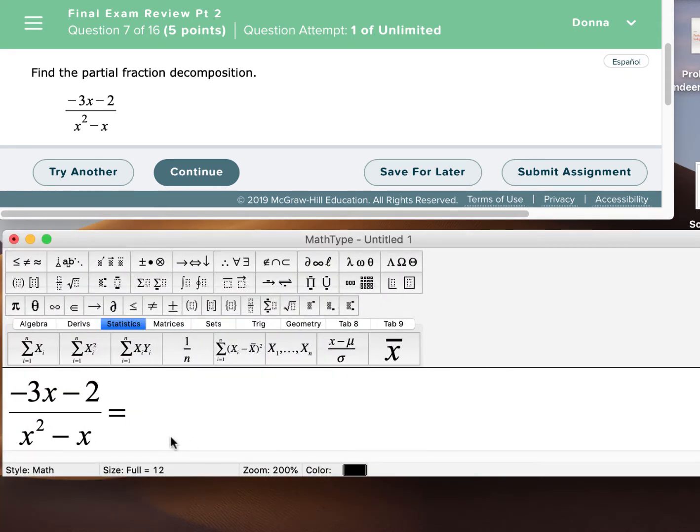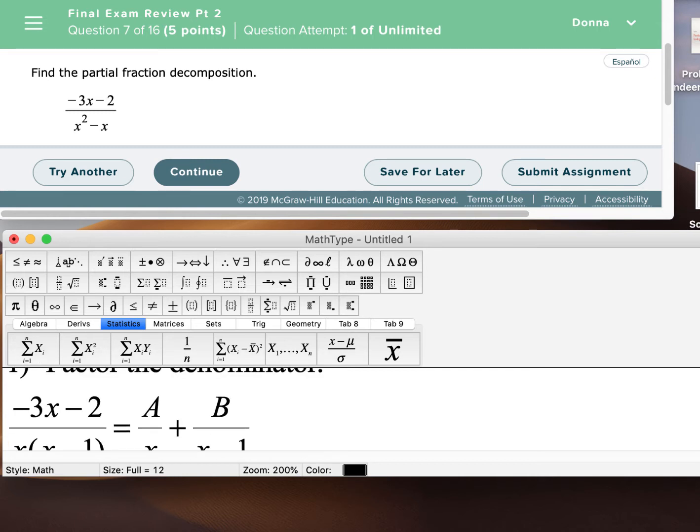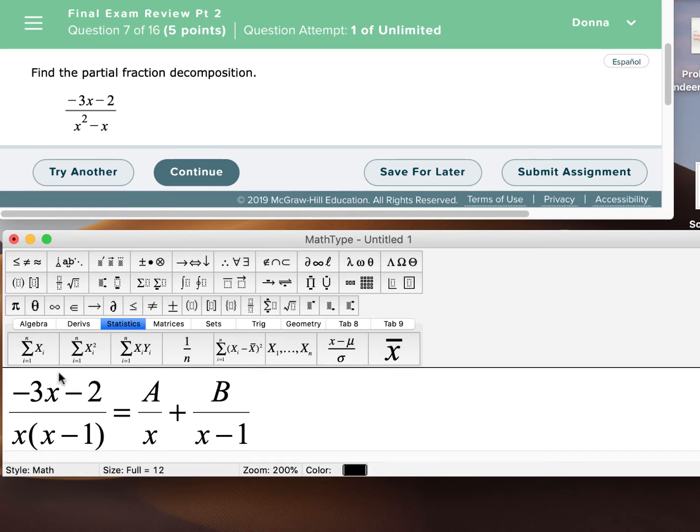So the first step that we want to do when we're solving this problem is to factor the denominator. And once we factor the denominator, then that'll tell us how we should decompose the fraction. So we notice that the denominator has an x and an x squared. So I'm going to factor out an x, and that'll leave me with x times x minus 1 in the denominator. Whenever you have linear factors, then it's going to decompose A over the first linear factor and then B over the second linear factor. So that's how you decompose it if you have distinct linear factors.